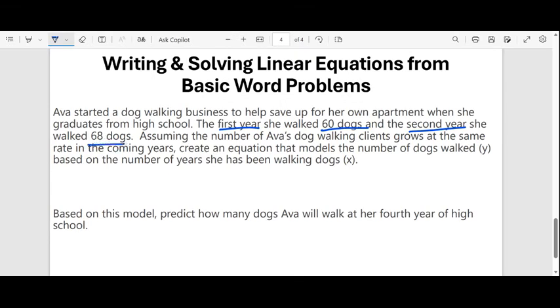Assuming the number of Ava's dog walking clients grows at the same rate in the coming years, create an equation that models the number of dogs walked, which is your Y, based on the number of years she's been walking dogs. So we're going to say X and Y. Remember, X is your time. So we're going to say the first year she walked 60 dogs, and the second year she walked 68 dogs. So my change in Y is going to be plus 8, and my change in X is going to be plus 1. So when I do my delta Y over delta X, I'm going to have an 8 over a 1, which is just 8.